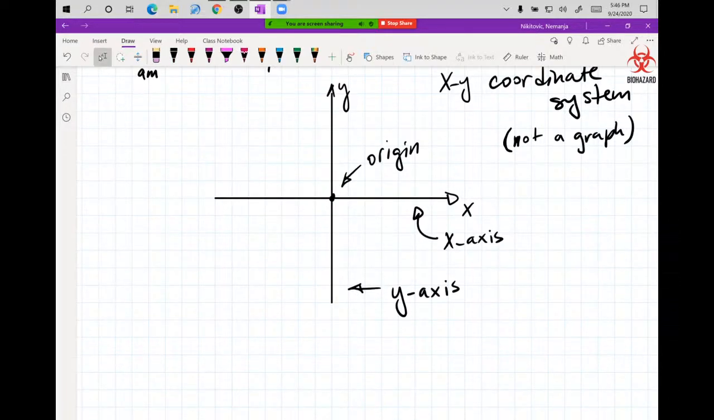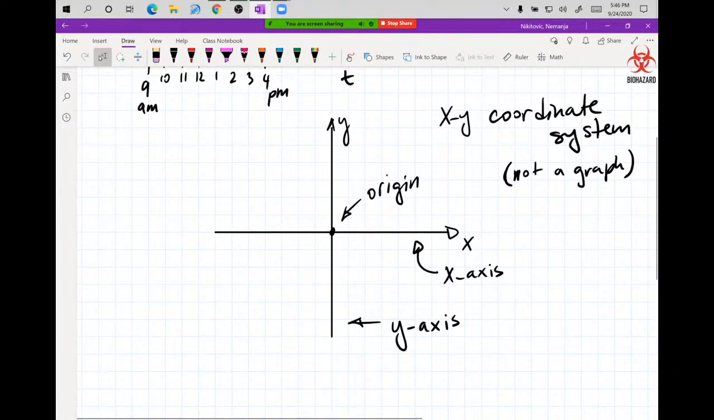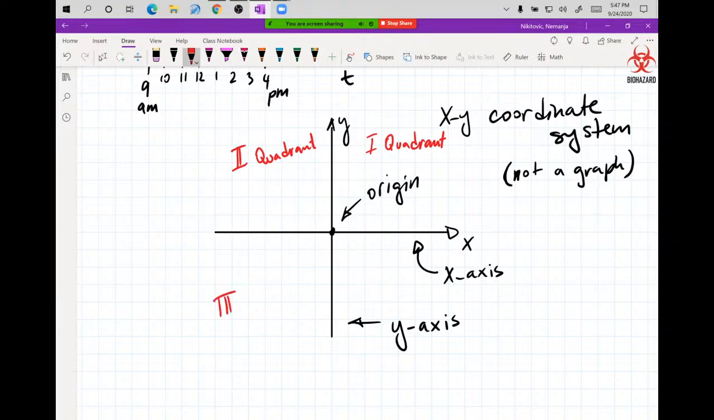Now, each one of these has 4 quadrants, and we use Roman numerals to denote those 4 quadrants. 4 quadrants meaning you have 4 parts, like four rooms, 4 compartments, whatever you want to say. And this one over here is called the first quadrant. This is the second quadrant, so we have 2 lines. This is the third quadrant. And finally, the fourth quadrant.